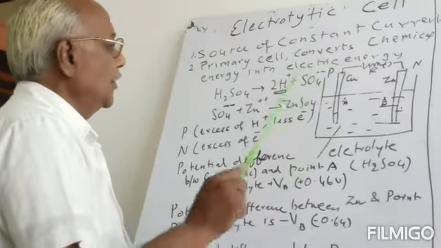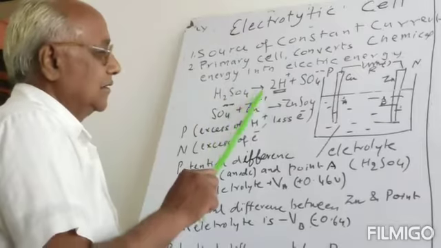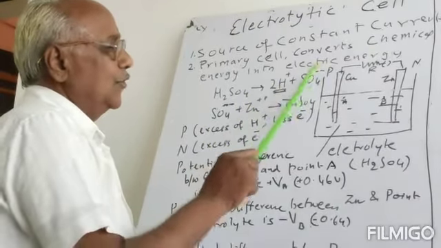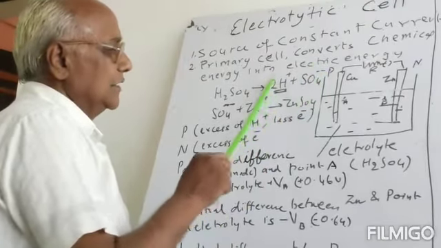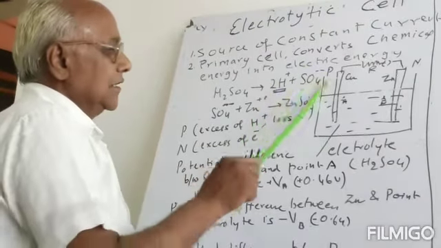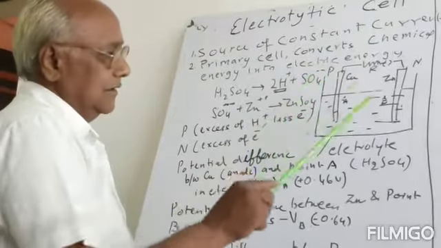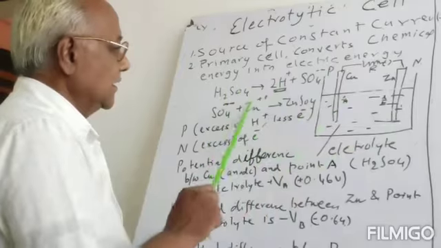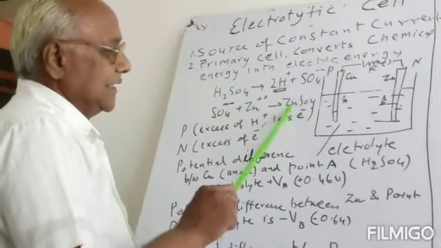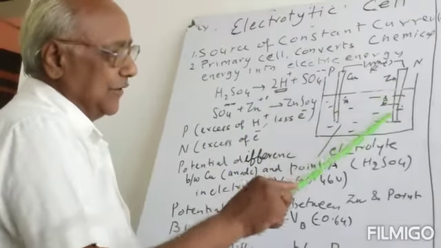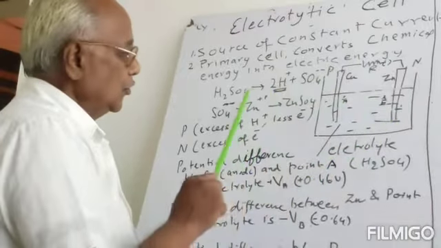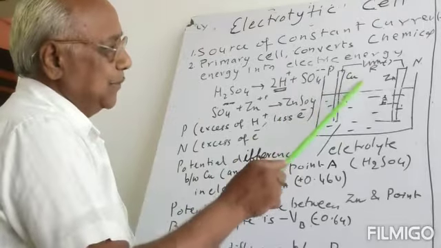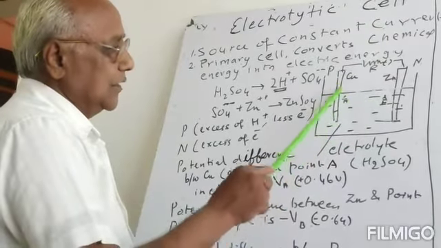Dilute H2SO4 will be converted into 2H+ and SO4 2-. So this is the positive ion, and the SO4 will go to the zinc, it will react with the zinc and zinc sulfate is formed. So zinc will be dissolved here. Now due to this positive charge of zinc, the H+ are repelled and H+ will come to the copper.